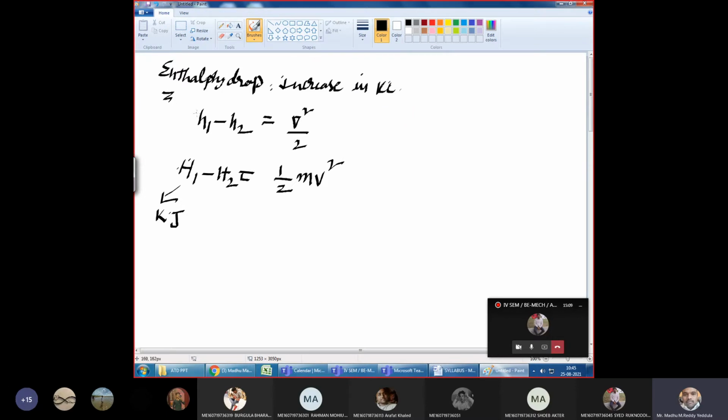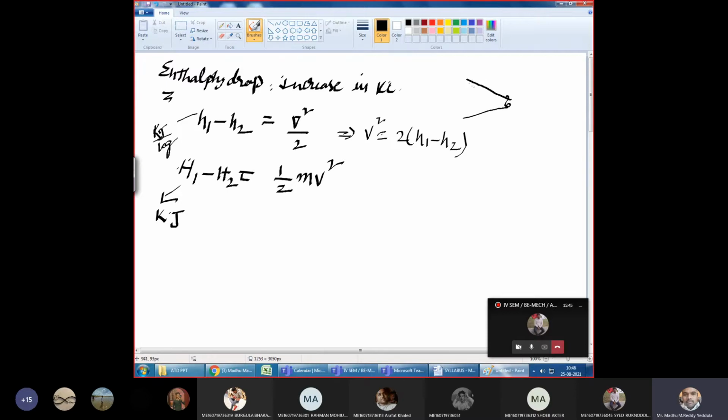Right? This is in kilojoules, and this specific enthalpy is in kilojoules per kg. So whenever it is per kg, you can neglect the mass over here. It is in kilojoules, therefore we are considering the mass. Now from this we can write V square is equal to 2 into H1 minus H2, where H1 is the enthalpy at the inlet of the nozzle and H2 is the enthalpy at the outlet of the nozzle. As we know, when steam passes through the nozzle, the enthalpy drop or pressure drop takes place. That is converted into kinetic energy.